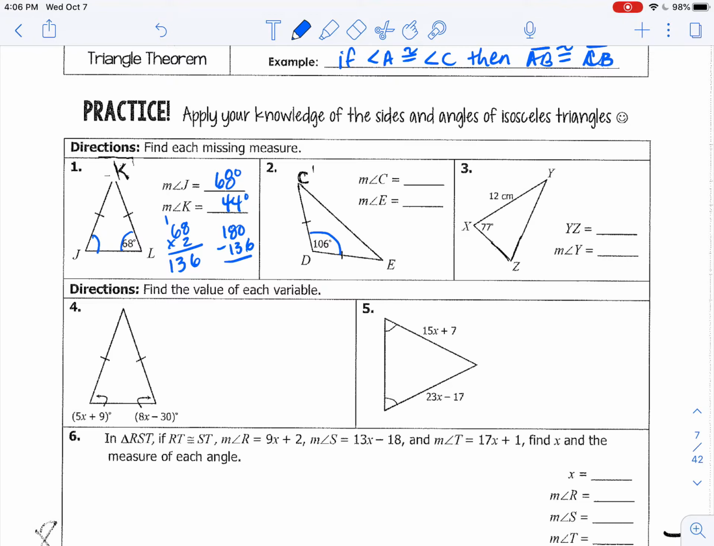In number 2, we have a vertex angle of 106, and these are my congruent sides. So that means my base angles are going to be congruent. If I have 180 and I take away 106, that's going to give me 74. I need to split that evenly between these two base angles. 74 divided by 2 is 37 degrees each.